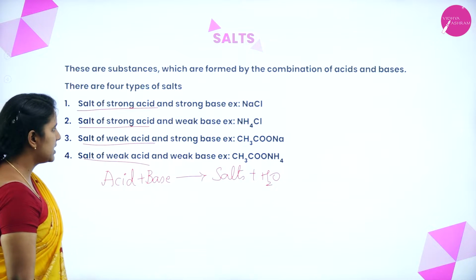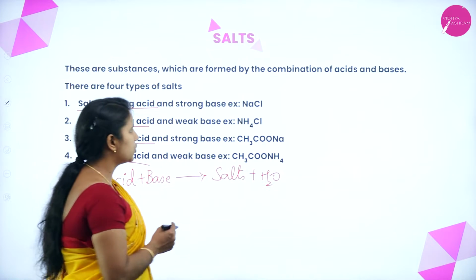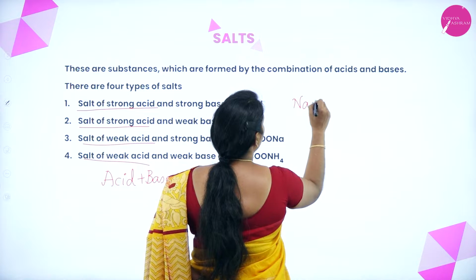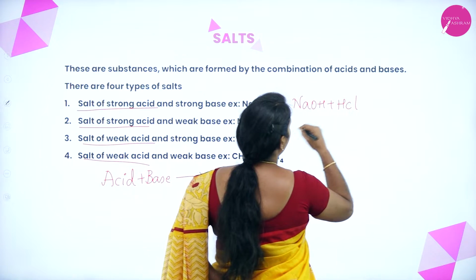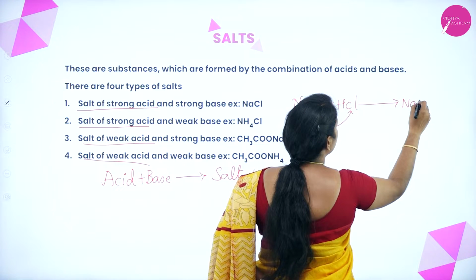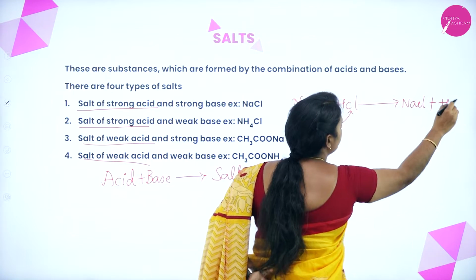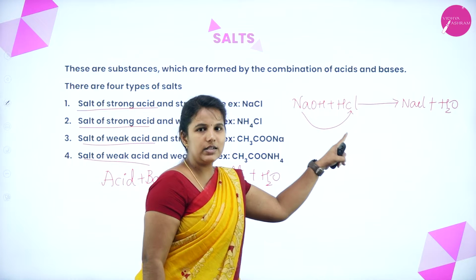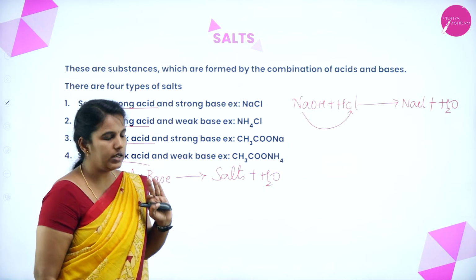Let us take an example of NaCl. How does it form from a strong acid with a strong base? Okay, the example of strong base is NaOH and the acid is HCl. What will happen? So, Na combines with Cl to form NaCl, plus the remaining water molecules will be formed. So, here we have a strong base and a strong acid. They combine together and form salt and water.